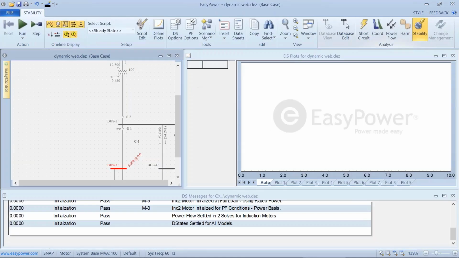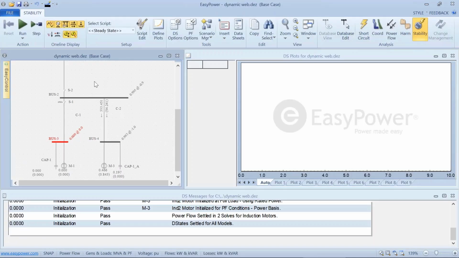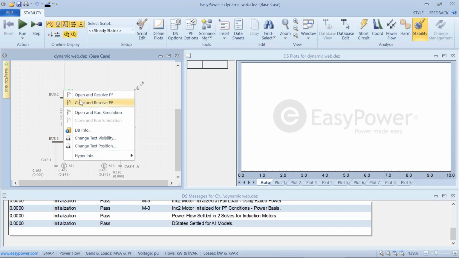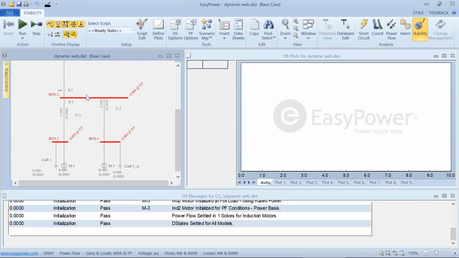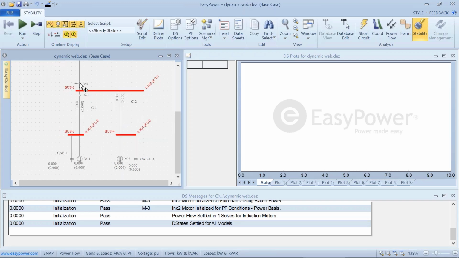So let's go back to our stability. All right, so here we have this motor off, so I'm going to close and resolve. Both motors are running, and I want to open and resolve here. All right, so now we're going to start both motors with different profiles, staggered profiles, to see how low the voltage drops.